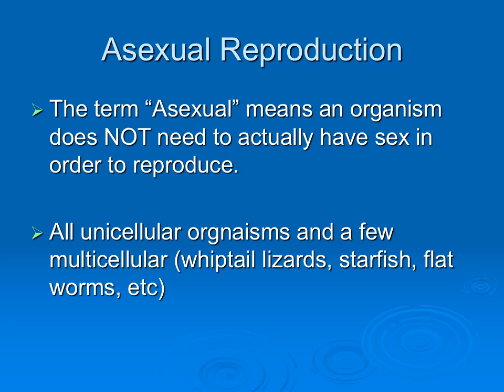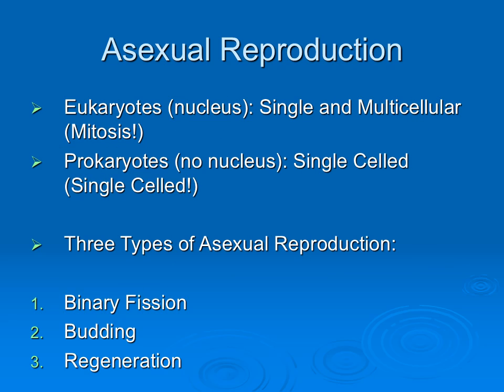Okay, so asexual reproduction. The term asexual means an organism does not need to actually have sex in order to reproduce. That's why there's the letter A before the word sexual. It means not sexual. All unicellular organisms and a few multicellular organisms reproduce through asexual reproduction. Whiptail lizards, starfish, flatworms, there's tons of them.